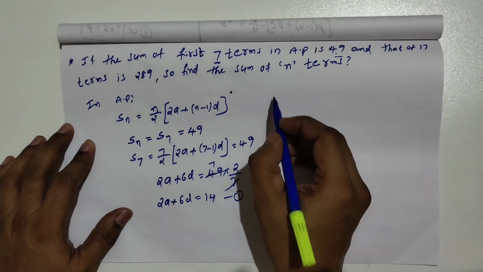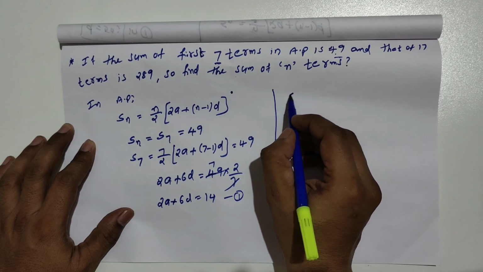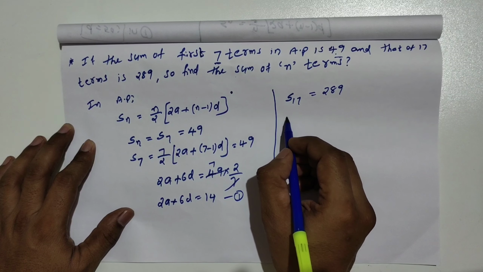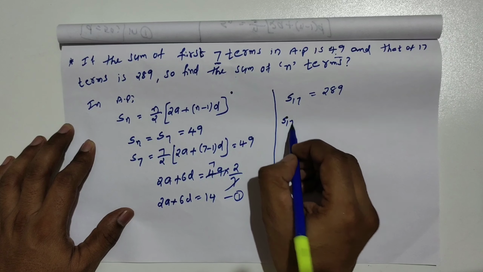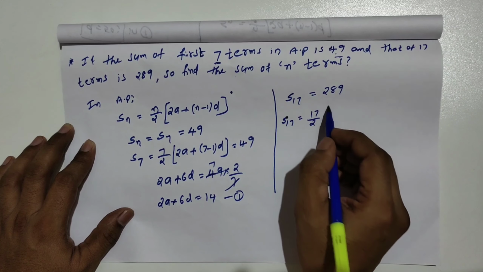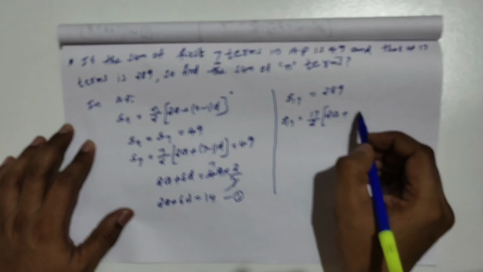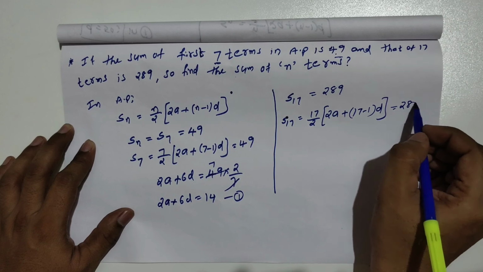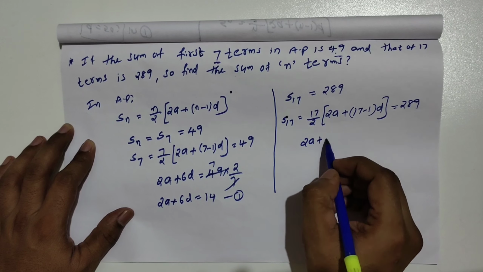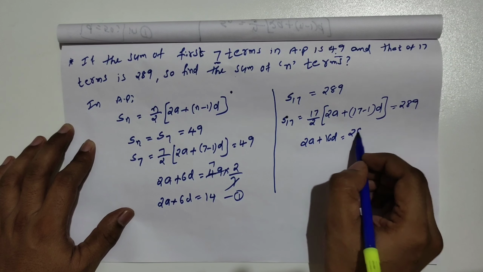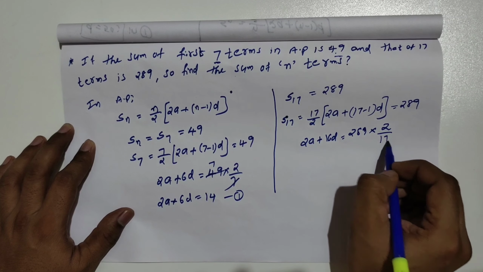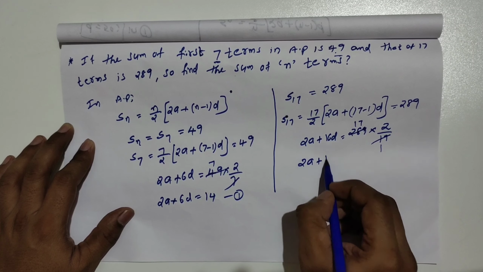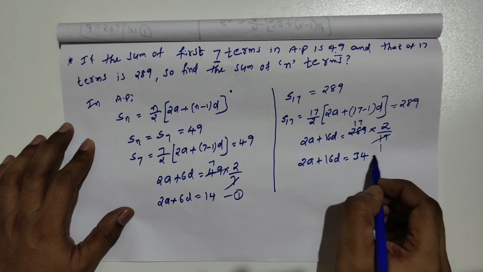So that is equation 1. In the same way, find S17. We have here 289. Applying the same formula, S17 is equal to 17 by 2 into 2a plus 17 minus 1 into d is equal to 289. Then 2a plus 16d is equal to 289 into 2 by 17. By cancellation we get 17 times 17 is 289, as we know. So 2a plus 16d is equal to 34.